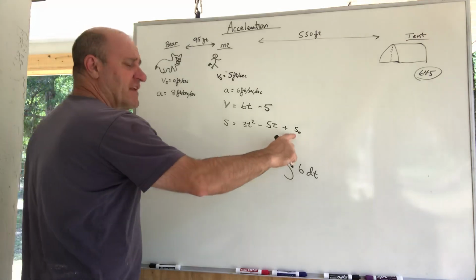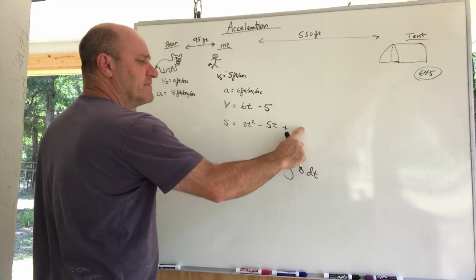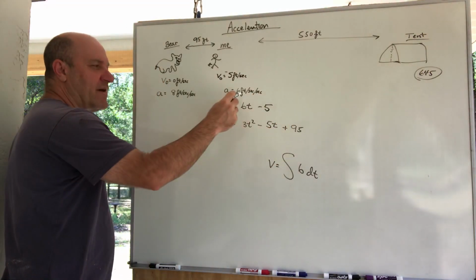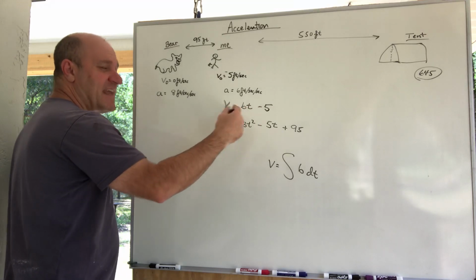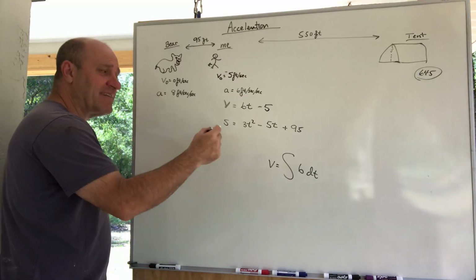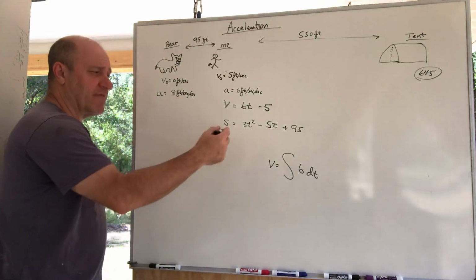Anyway, I was trying to fill in this plus c, this plus s naught, and what did you say it was? 95. All right, that's awesome. I got the acceleration. I integrate real easy to get my velocity at any moment. That's the initial velocity. I integrate that to get the position at any time. That's the initial position. But I've got this function now.